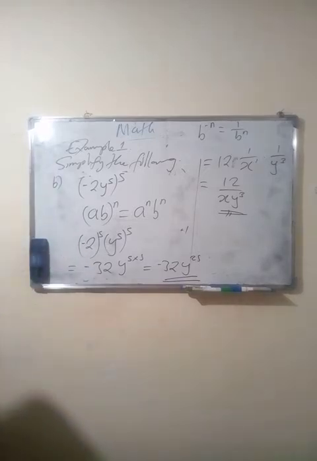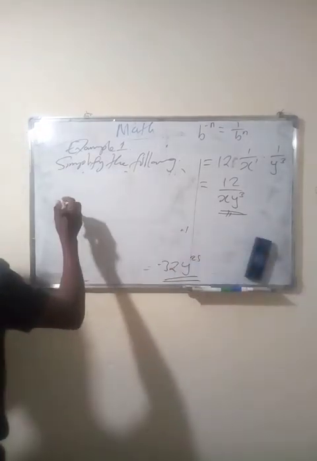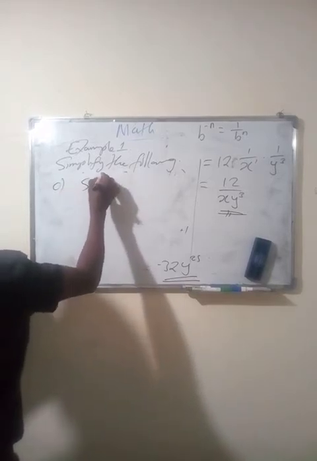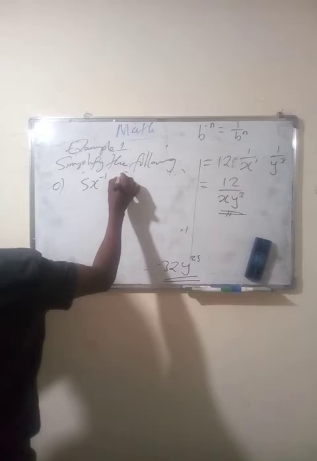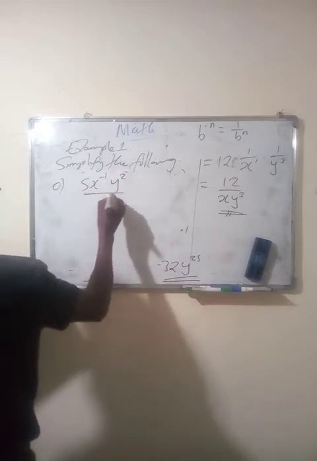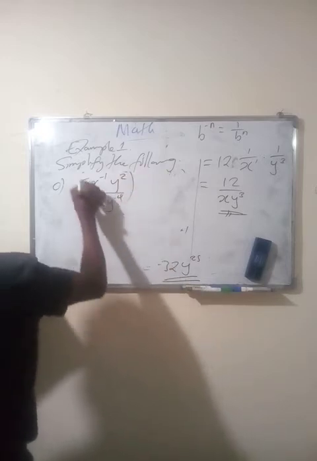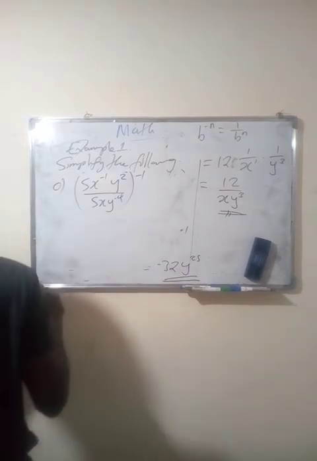Okay, so the last example that we're going to look at, let's say part C. We have 5 x to the power negative 1, y squared, over 5 x y to the power negative 4, and then everything to the power negative 1. Now, there are several ways in which we can work out this question.